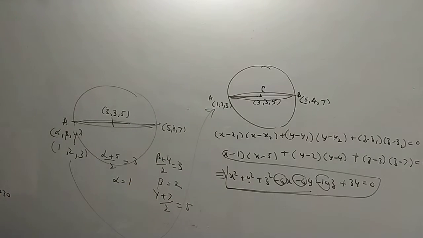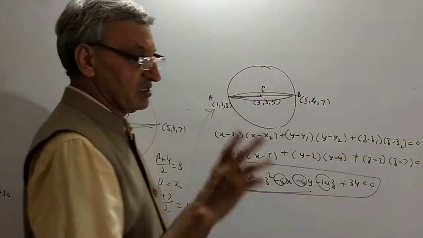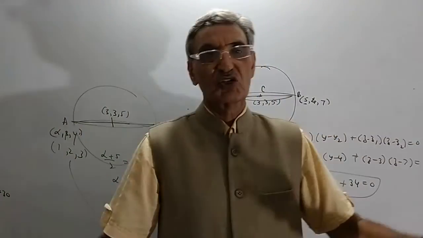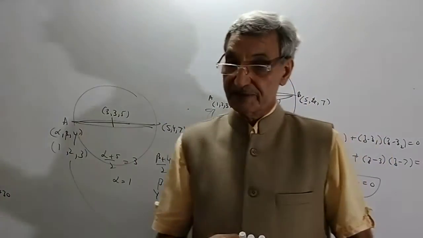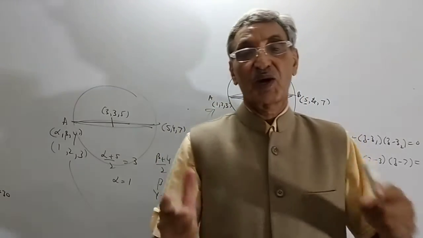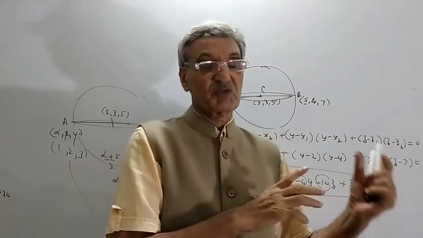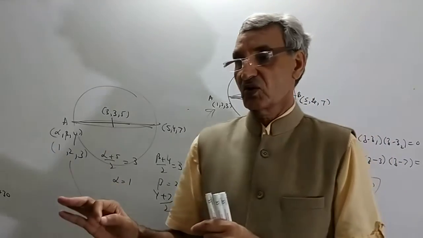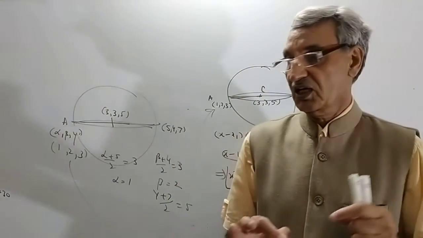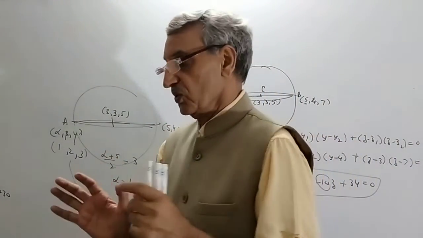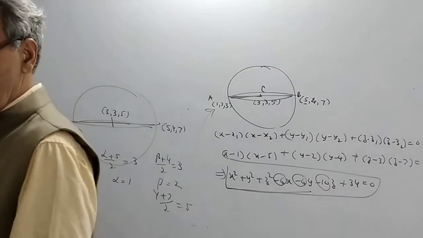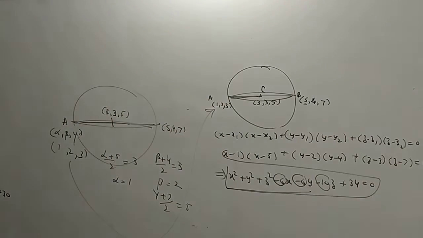So the question can be asked in one form. The one is when diameter end points are given to you, find the equation of the sphere. Or secondly, when the equation of the sphere is given and one end is also given, then find the second end of the diameter. This is one question that we did.